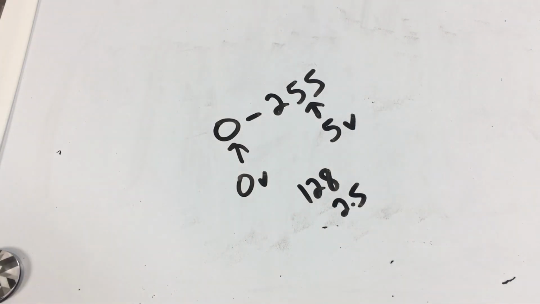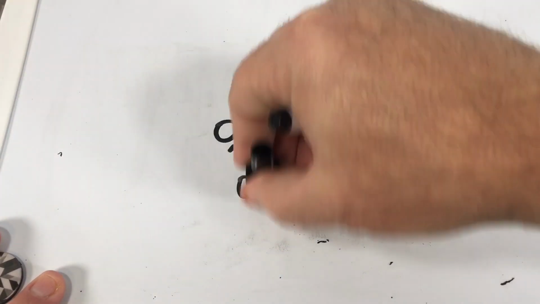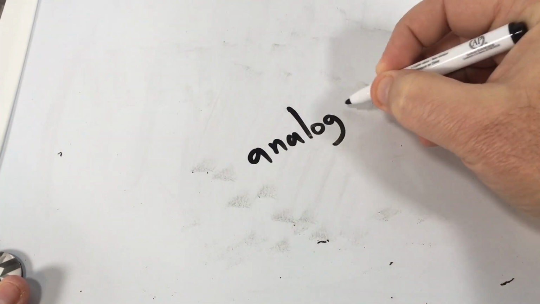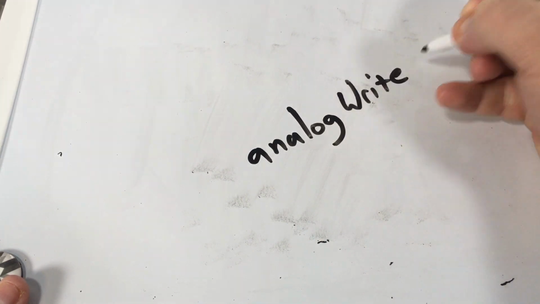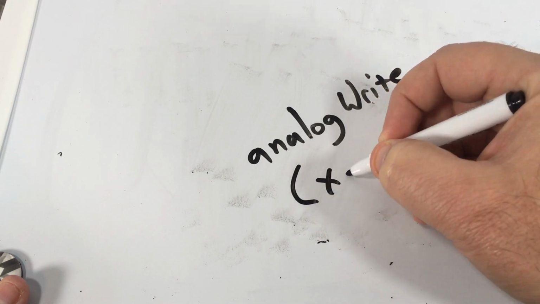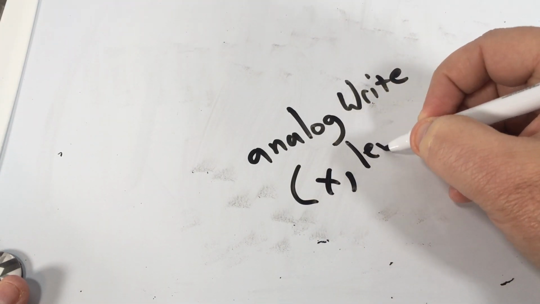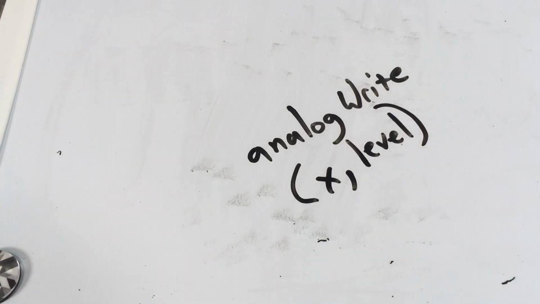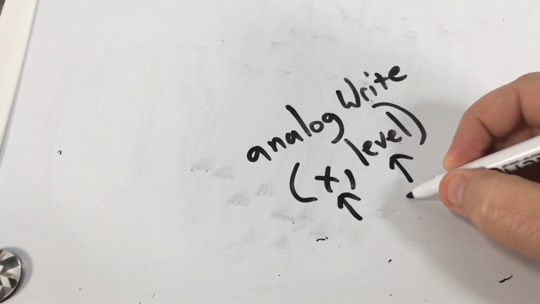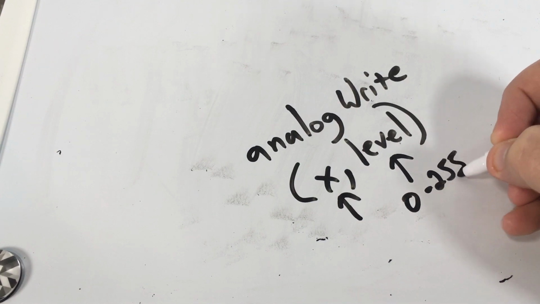The statement that we use for PWM is analog write. You've heard of analog read. It is analog write. And then you say where you're writing to, comma, the level. So this is going to be a pin or a variable representing one of the analog write pins, and this is going to be a number between 0 and 255.